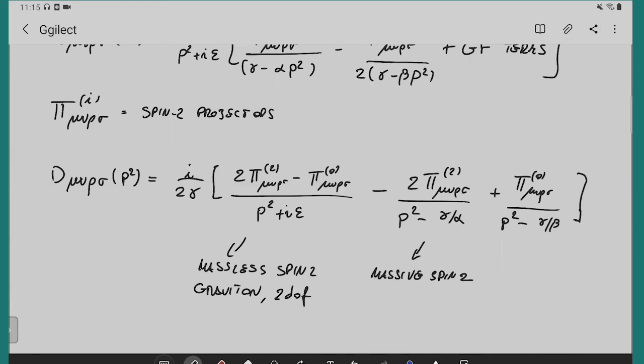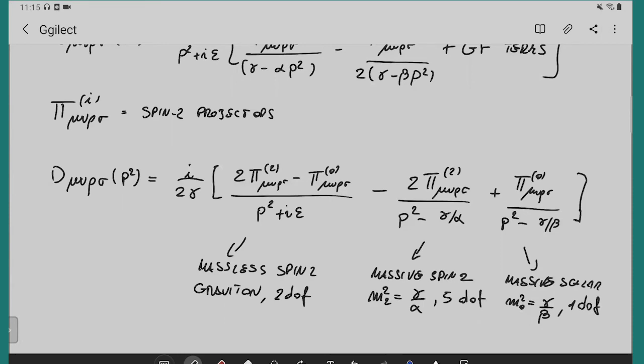This is a massive spin 2, with mass squared gamma over alpha, and these are 5 degrees of freedom. And this is a scalar, a massive scalar, with mass squared equal to gamma over beta, and it's of course 1 degree of freedom. So in total you have 8 degrees of freedom in this theory.